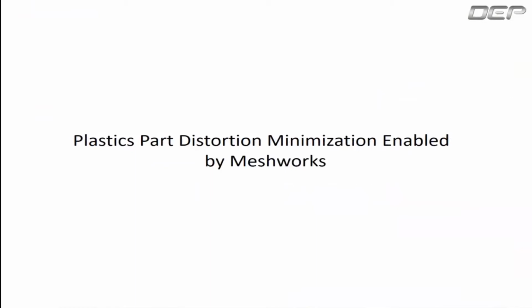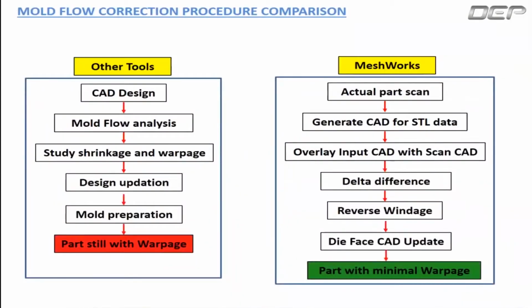Now let's look into the plastic part distortion minimization, which is going to be powered by the MeshWorks process. Here is a typical flow chart comparing a conventional process and the MeshWorks process. In a conventional process, if a part deviation is identified, it has to start with a CAD design, followed by a mold flow analysis, wherein we identify the shrinkage and warpages. Then we update the design and prepare the mold. We still end up with warping, which is not corrected with more accuracy. And in fact, there is no direct process to do that.